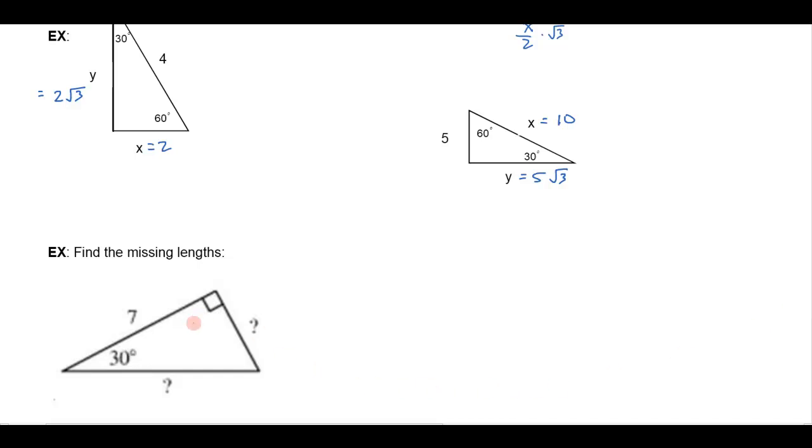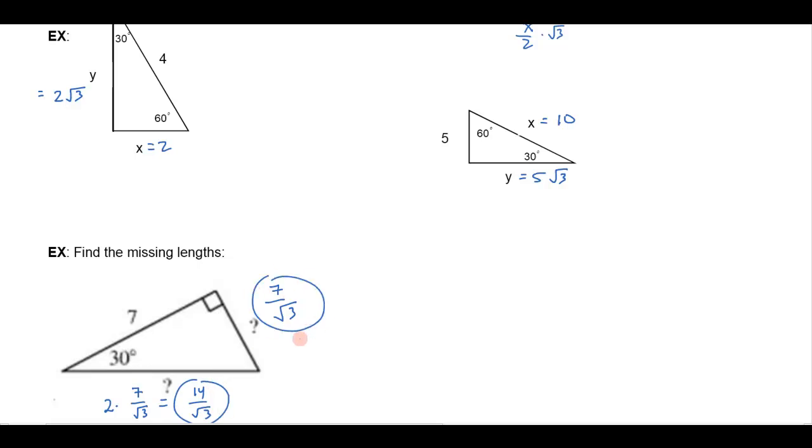Here's one more. In this case, they've given me the longer leg, and I don't know the shorter leg or the hypotenuse. Well, remember that this longer leg is equal to the shorter leg times the square root of 3. So the shorter leg has to be the longer leg divided by the square root of 3. And then the hypotenuse has to be twice this. So that's going to be 2 times the 7 over the square root of 3, which would be 14 over the square root of 3.